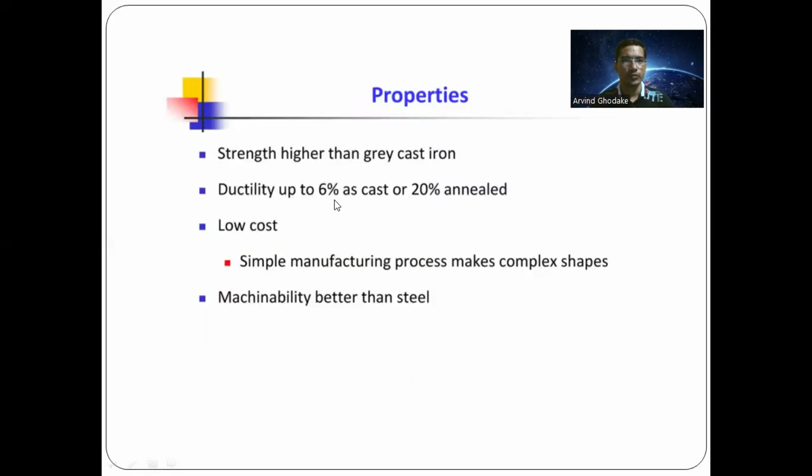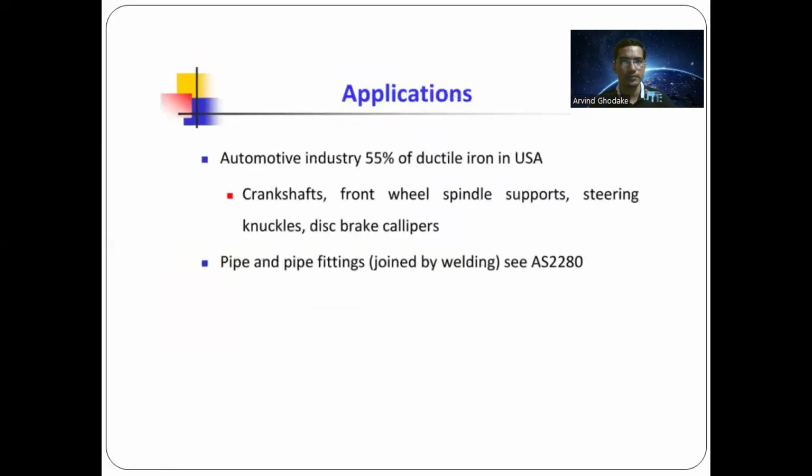Ductility is up to 6% as cast or 20% annealed. Cost is low. A simple manufacturing process makes complex shapes. Machinability is better than steel. So these are the properties of ductile cast iron.